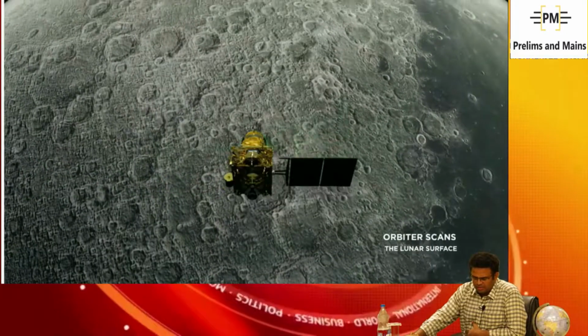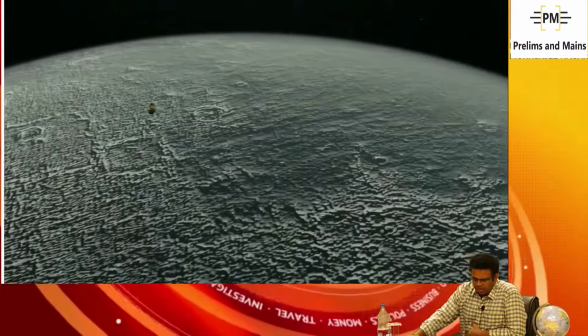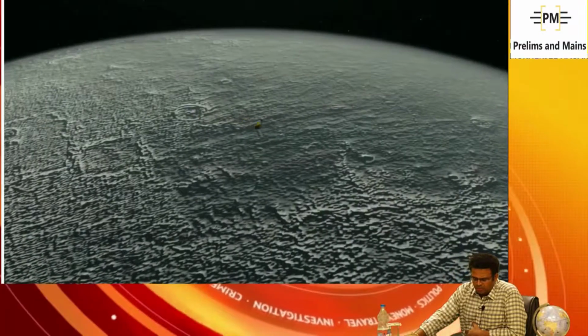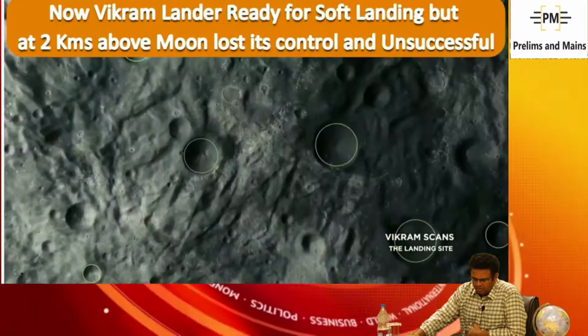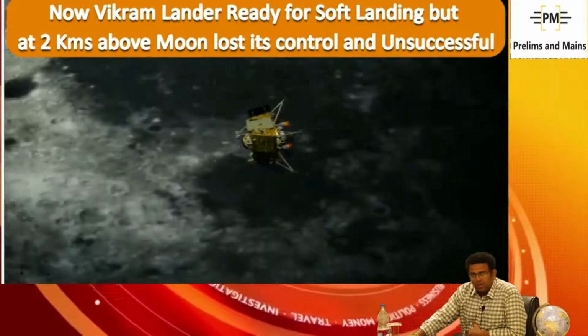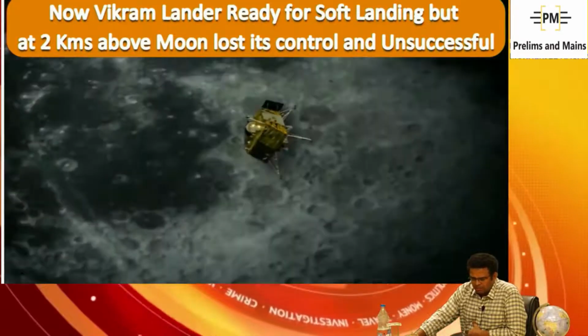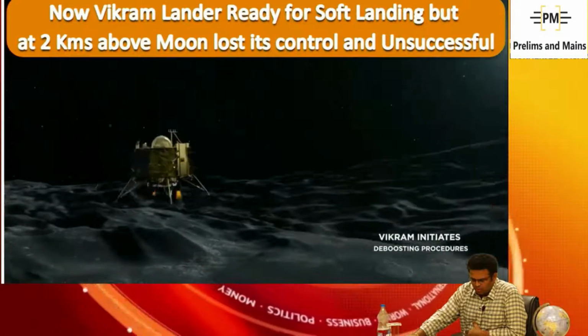Look, these rays are coming out and it is trying to come onto the moon surface very softly by finding the soft surfaces. These are the soft surfaces, but somehow at 2 kilometers above the moon surface it lost its control and has fallen. But here I am showing you that it is falling.